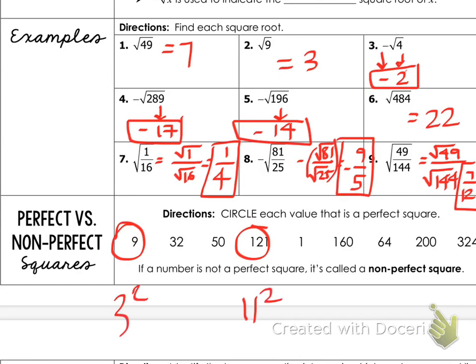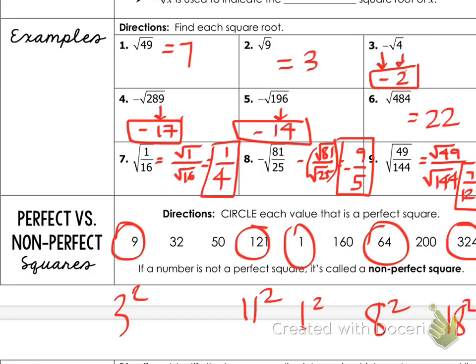We'll put these down for reference. What about 1? Is 1 a perfect square? Yes, because 1 squared is 1. Is there a number times itself to give us 160? No. What about 64? 8 times itself is 64. 200? No number times itself to give us 200. What about 324? 324 is a perfect square, which is the result of 18 squared. So we have 5 perfect squares identified below.